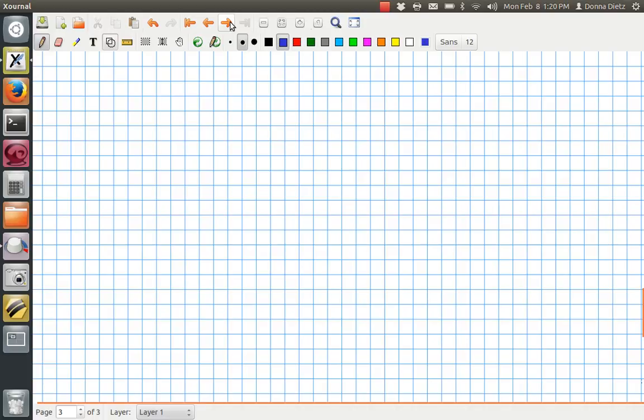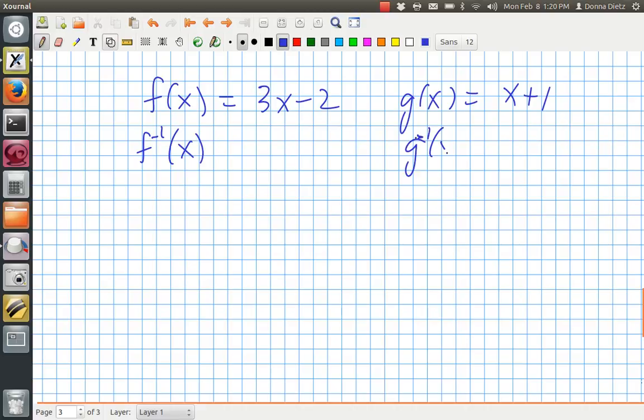So what did they do? They actually gave you a specified function. So I'm going to say f of x, I'm going to give you a different f than they did. And g of x is equal to x plus 1, let's say. Now, there's two ways to find f inverse and g inverse. One is, you can do the following.